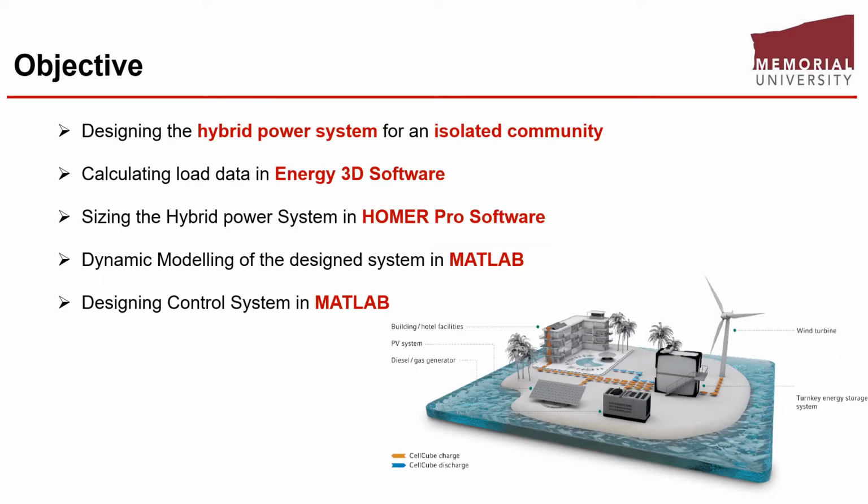So the objective is designing the hybrid power system for an isolated community which is far from the electric grid, and calculating the load data for this isolated community in Energy 3D software. And the sizing of the hybrid power system is done in Homer Pro software, whereas the dynamic modeling of the designed system is done in MATLAB, and controlling of renewable energy systems is also done in MATLAB. Here you can see in the figure there is a hybrid power system for an isolated community. There is a wind, there is a solar, there is a battery backup, and there is a load, and it is for the isolated community.